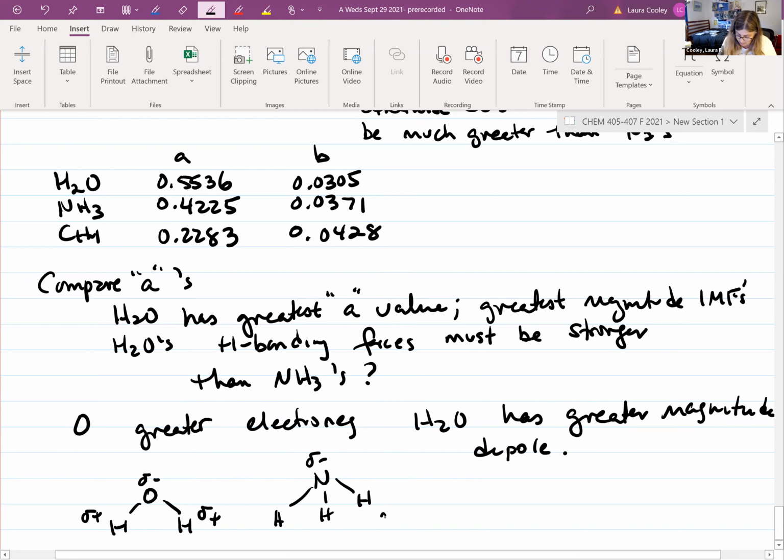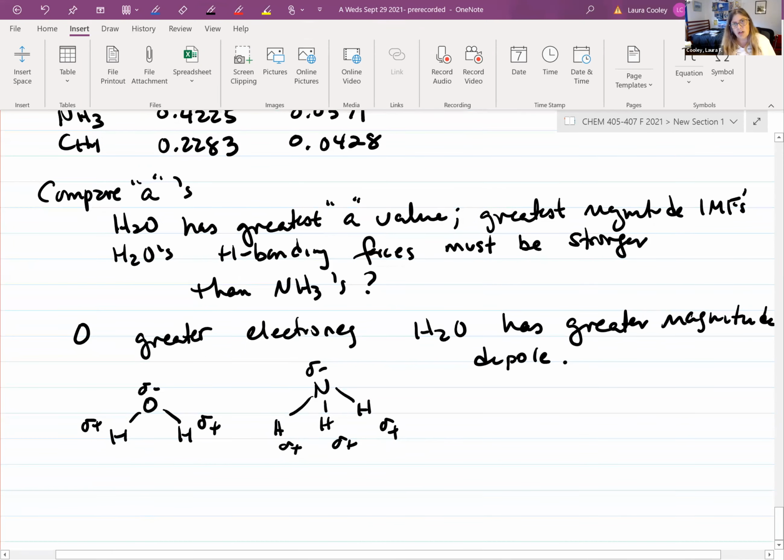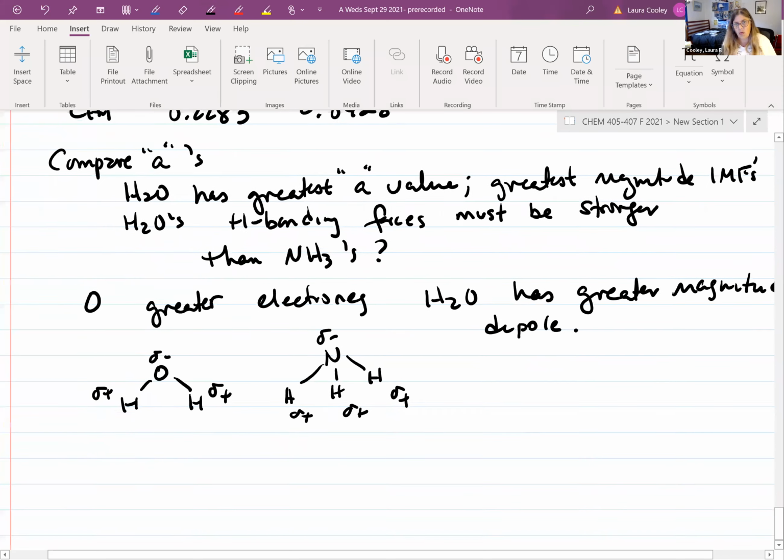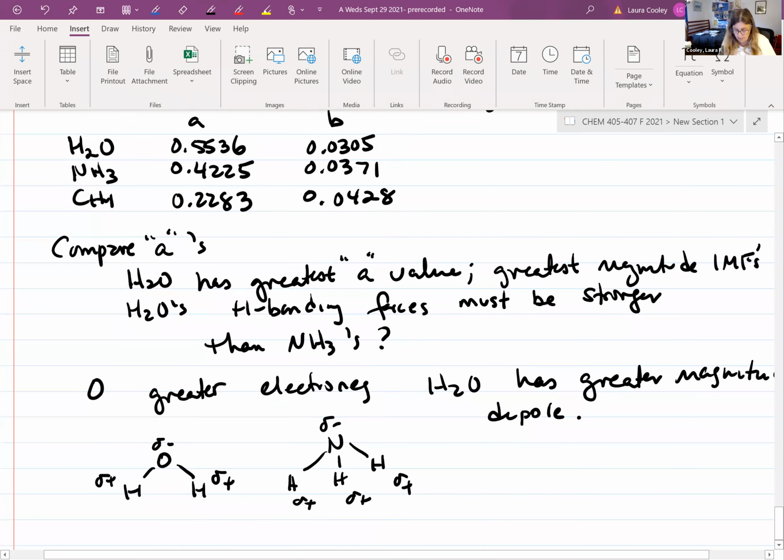So in ammonia, you have 3 delta plus sites. You're not going to be able to find a lot of delta negative ammonias, right? There's 3 times as many delta positives as delta negatives. So you have a more even plus minus distribution here in water. So you could see that water's A value is higher than that of ammonia. And of course, they're both higher than that of CH4 because of the strength of hydrogen bonding forces.